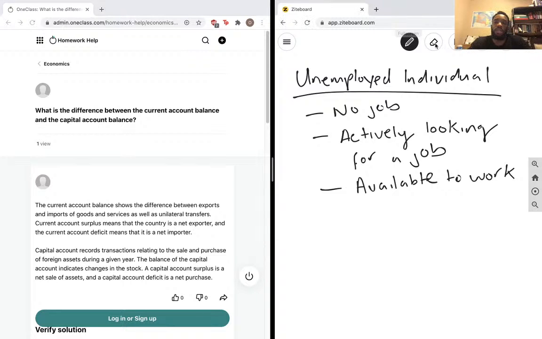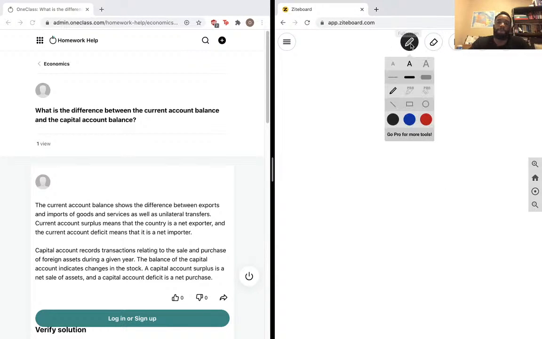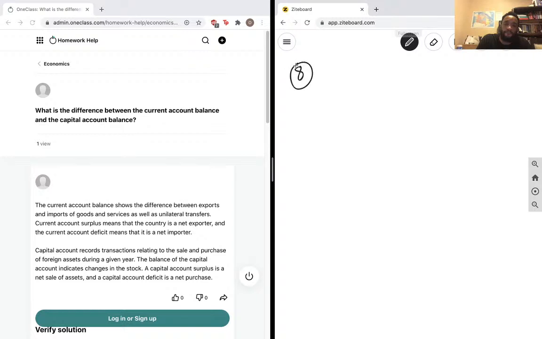And this is question number 8. What is the difference between current account balance and the capital account balance? The current account balance shows the difference between exports and imports of goods and services, as well as unilateral transfers. That's correct. And the current account surplus means the country is a net exporter, and the current account deficit means the country is a net importer.